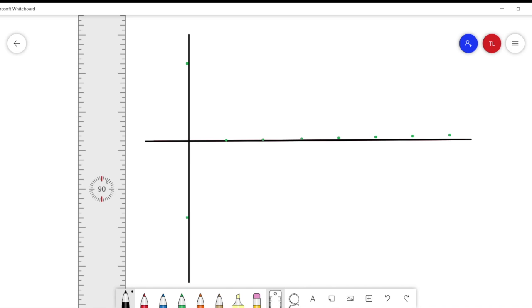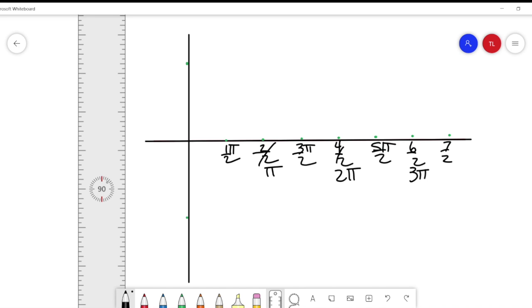Now remember how you do it. This is 1, 2, 3, 4, 5, 6, 7. Divide every one of them by 2. Now that's going to be pi. That's going to be 2 pi. 3 pi. Now, and we're going to graph the cosine.